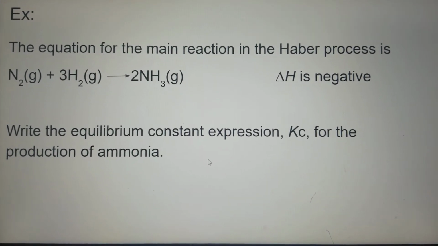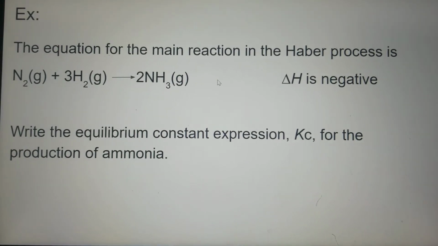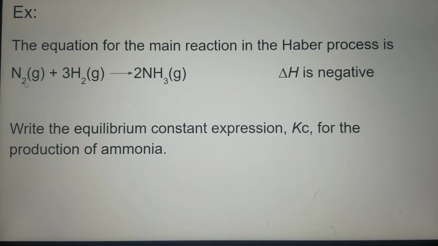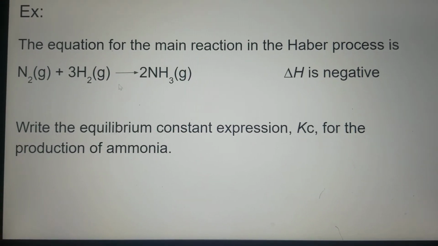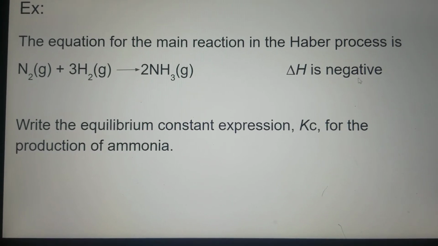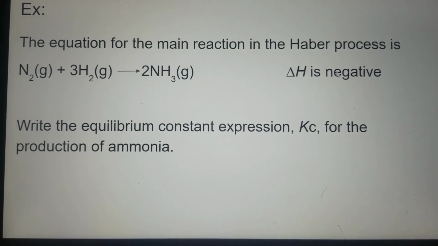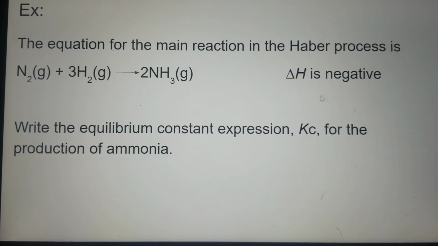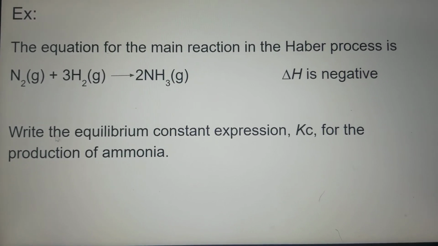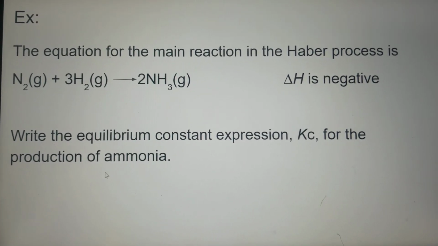So here you have an example, the equation for the main reaction in the Haber process. We'll talk more about the Haber process next year. It is again nitrogen gas reacting with hydrogen gas to form ammonia. In this case, the delta H value is negative. You guys should know what that means. A negative delta H means what? That it's exothermic. Good.